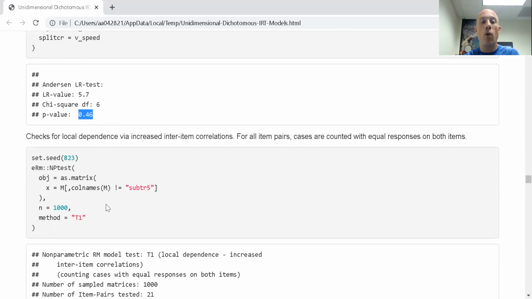Now I want to check for local dependence via a nonparametric test. I'm going to use NPtest and set the method to T1. It's not obvious what T1 means. If you look in the help documentation, it has a whole list of different methods for different tests. There are a lot of tests available. Here, we're just going to look for local dependence in this one manner. We're going to do 1,000 iterations because this is a nonparametric method. I believe it's doing a bootstrap iteration.